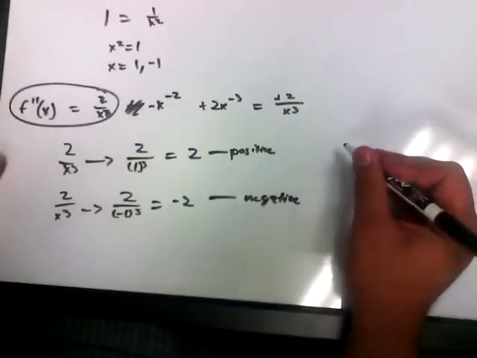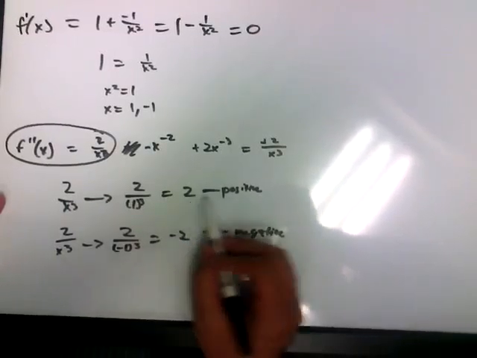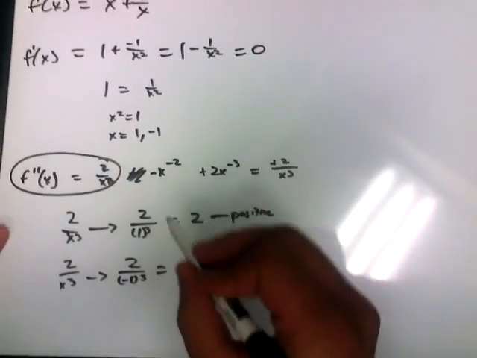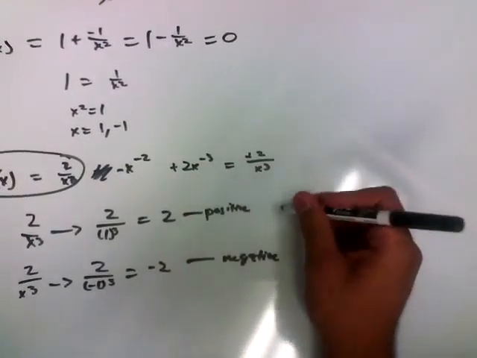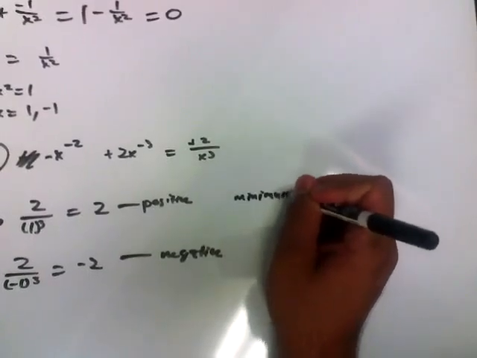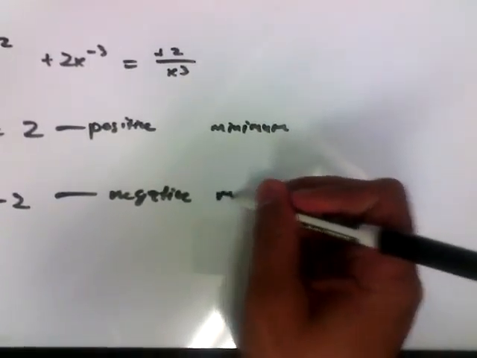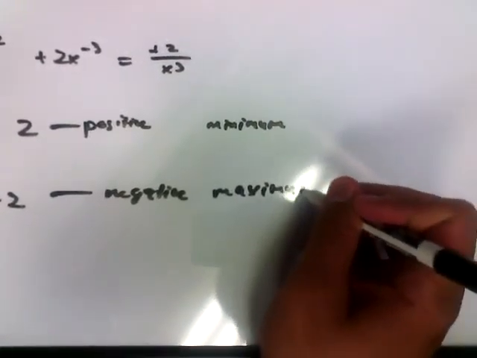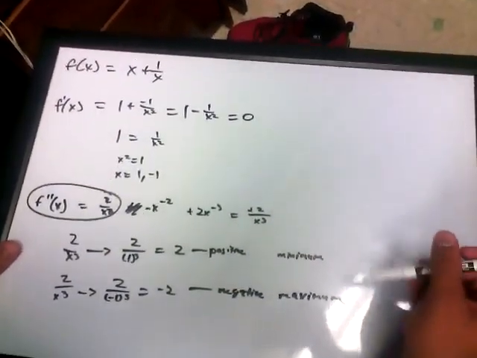Alright, so since the concavity is positive here, that means that the function is bottoming out at a certain point. So since this is positive, that means this is a minimum value. And because this is negative, it's the opposite. This is the maximum value. And that's how we find what kind of critical points these are.